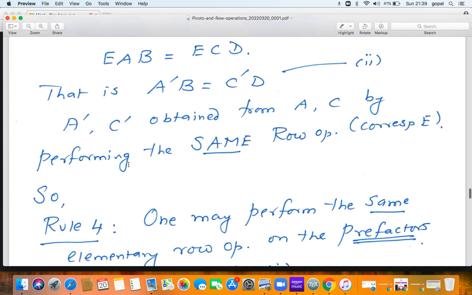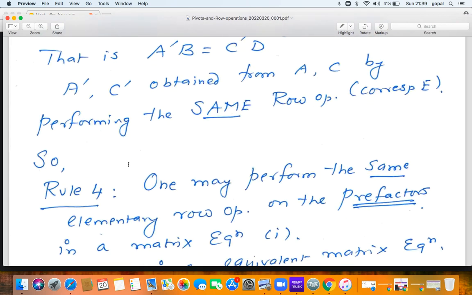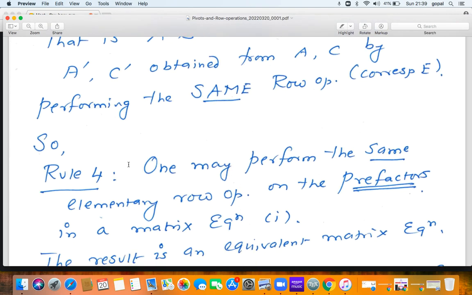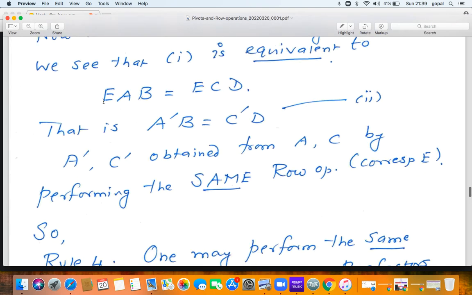Rule number 4: one may perform the same elementary operation. Remember, the same elementary matrix E on the left and E on the right. So EA and EC, EA is called A prime, EC is called C prime. So A prime can be obtained from A by an elementary operation, and C prime is obtained from C by an elementary operation. The same elementary operation has to be performed on the prefactors A and C, and we get a new equation A prime B equal to C prime D.